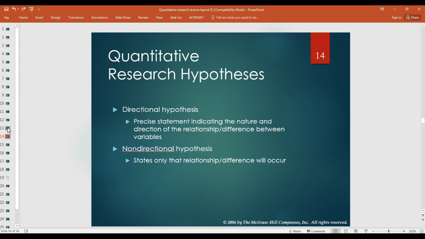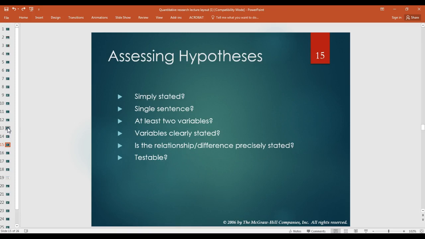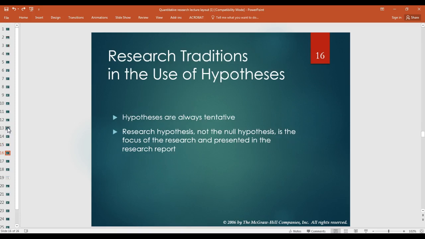This is what we just talked about, the directional and non-directional. The directional is more precise; the non-directional just states that there is a relationship and there is a difference, but you're not saying exactly what kind of difference or what kind of relationship. We talked about how it should be testable, and you usually have to say it as a tentative presumption of what the result might be.